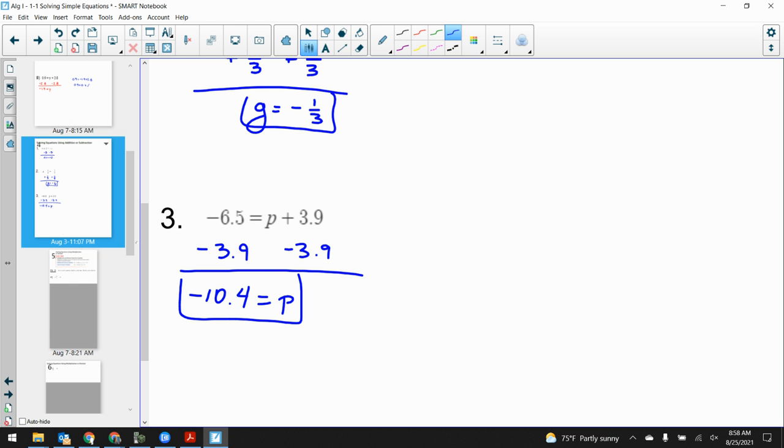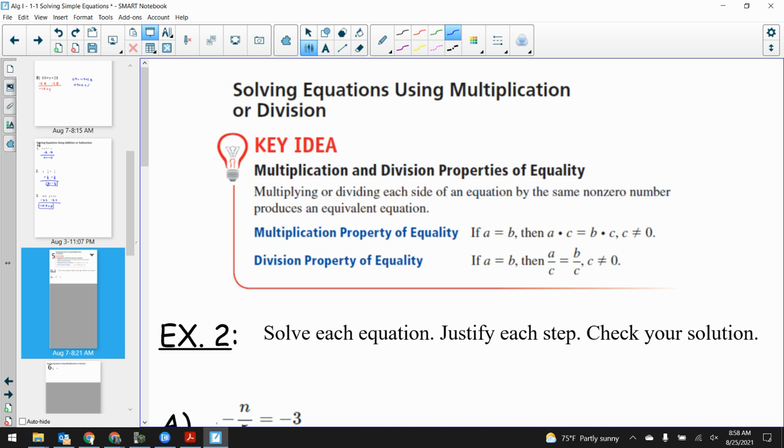That's my p-value. If you're ever questioning yourself, just plug it back in and see if it worked or not. So that's addition and subtraction. Let's talk about multiplication and division. Remember, the inverse operation of multiplication is division. Inverse of division is multiplication. And whatever I do to one side, I've got to do to the other.